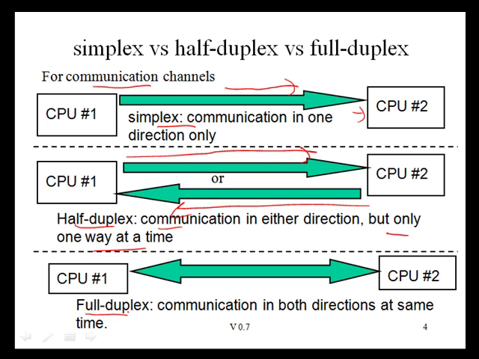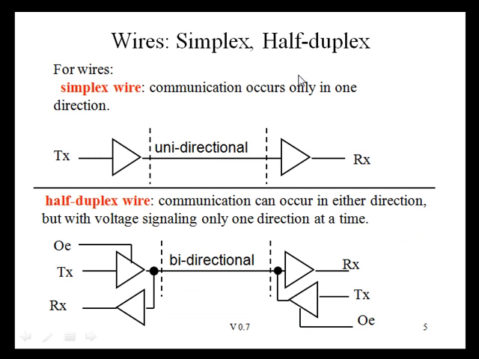Finally, a full duplex, or sometimes simply duplex, communication channel is where communication in both directions at the same time can be achieved. So a full duplex communication channel allows CPU 1 to be sending data to CPU 2, while CPU 2 is also sending data to CPU 1. So we will use wires and voltage signaling to implement communication channels in this class.